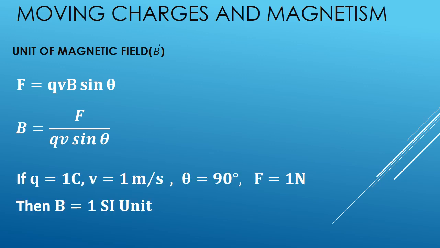Here, if charge is equal to 1 coulomb, velocity is equal to 1 meter per second, theta is equal to 90 degrees, and if force is equal to 1 Newton, then we will get the value of magnetic field as 1 SI unit.